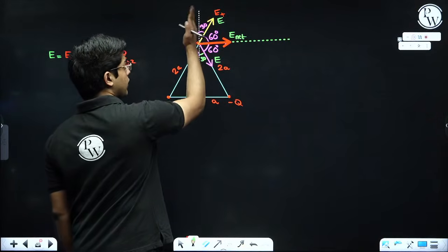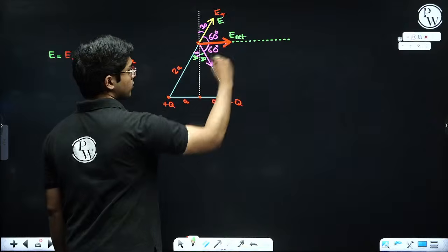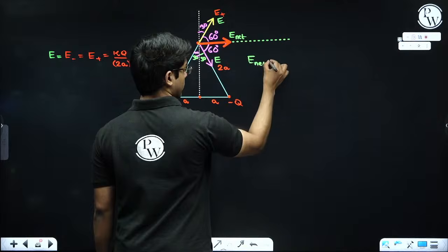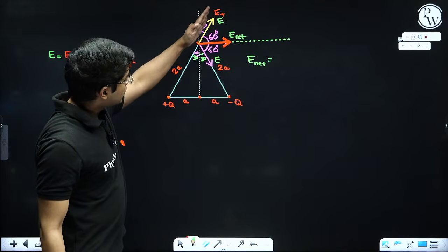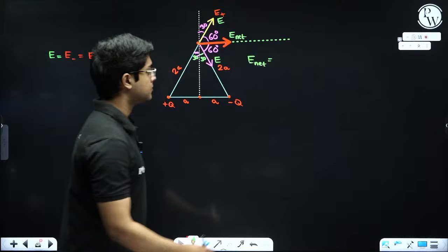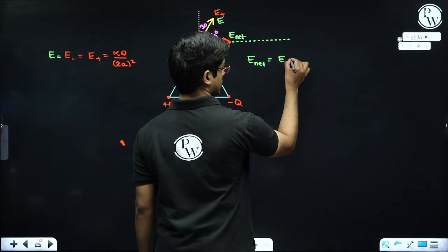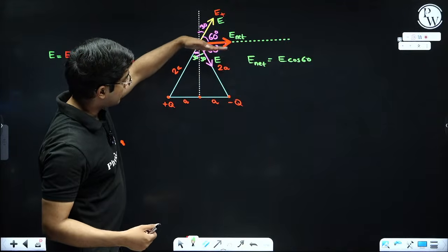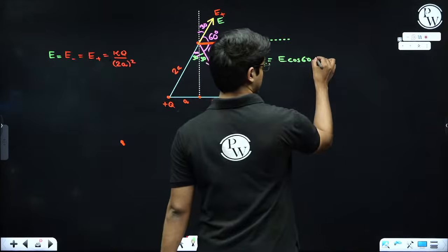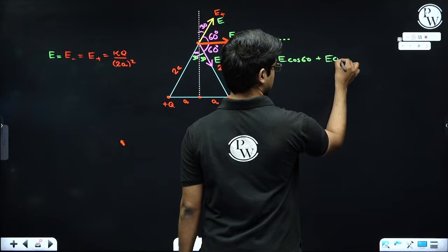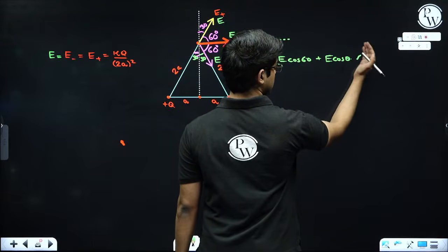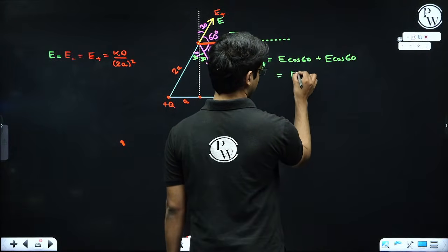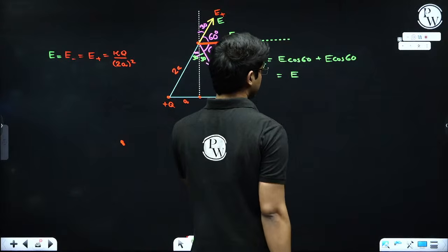Okay, because their y components cancel out, so only their x components will survive, and you can just add their x components. So the x component due to this yellow arrow will be E cos 60, and the x component due to this E vector will also be E cos 60, so plus E cos 60. Cos 60 is half, so this will simply be E by 2 plus E by 2, which is E.